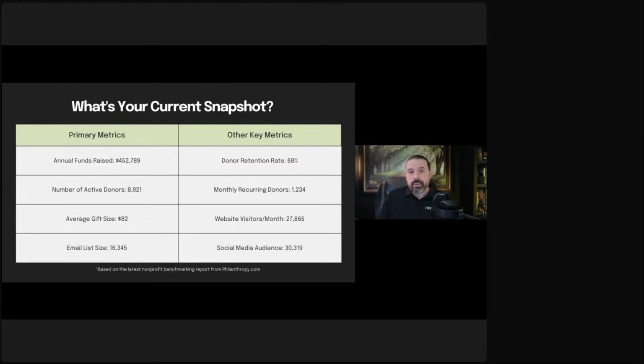Website visitors a month. The average nonprofit does about 27,000 visitors a month. And their email list size is about 16,000. All right. That number is pretty staggering for some of you. And for some of you, you have maybe tens of thousands, maybe hundreds of thousands. We have clients that have millions of people on their list. And a social media audience, average is 30,000. So if you got 1,000, great start. It's time to kind of amp it up. If you got 100,000, hey, congratulations. Share what you're doing so you can pull other nonprofits up.